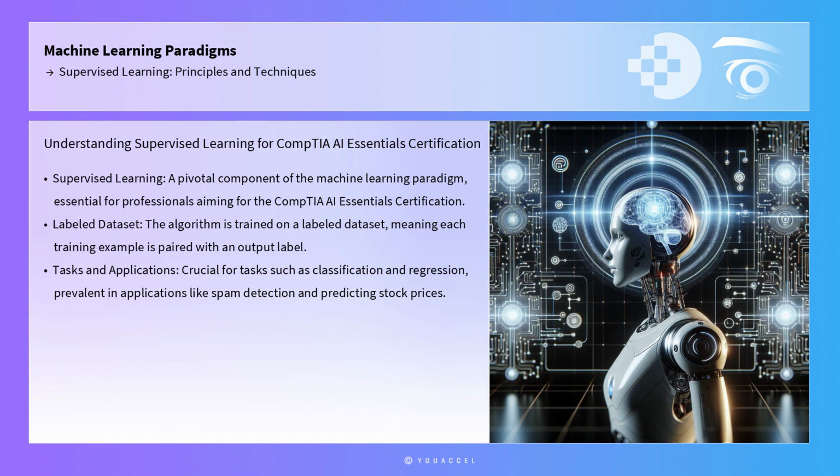Supervised learning is a pivotal component of the machine learning paradigm, making it essential for professionals aiming to achieve the CompTIA AI Essentials Certification to have a firm grasp of its principles and techniques. In supervised learning, the algorithm is trained on a labeled dataset, meaning that each training example is paired with an output label, enabling the model to learn the mapping from inputs to outputs. This foundational approach is crucial for tasks such as classification and regression, which are prevalent in various real-world applications, from spam detection to predicting stock prices.